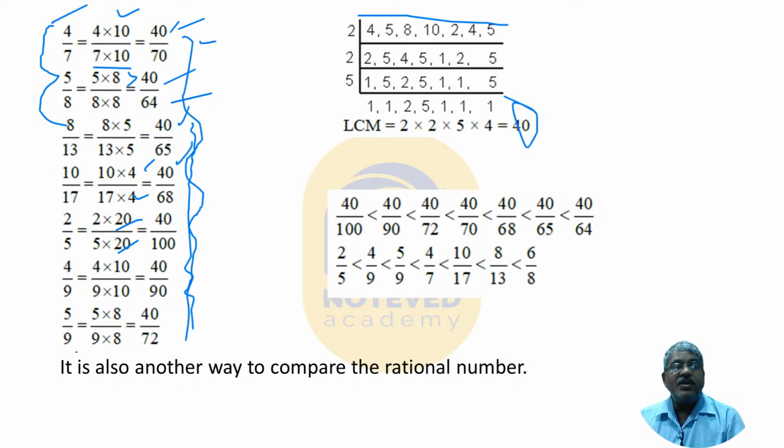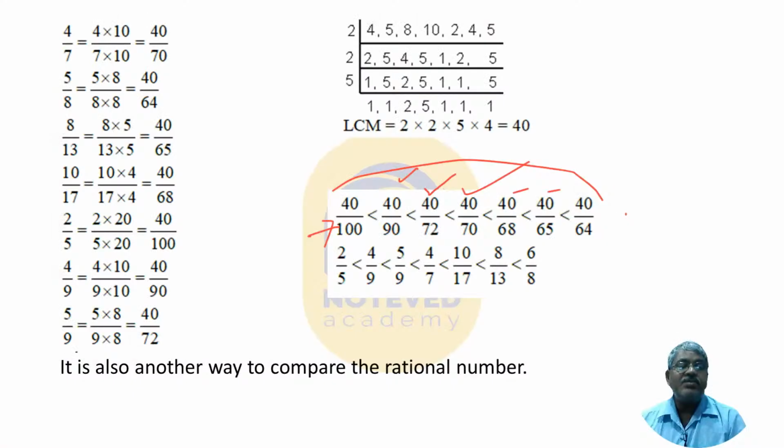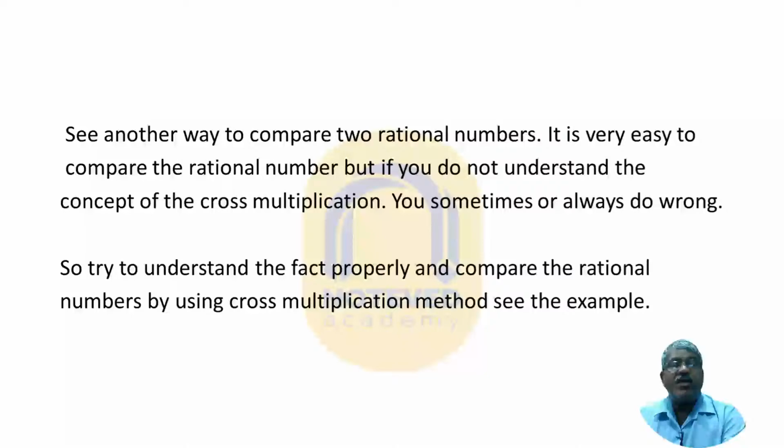After that, compare the denominators. The greater denominator gives the smaller fraction. Then it is 40 by 100, 40 by 90, 40 by 72. In this way, 40 by 100 is the least number, and 40 by 64 is the greatest number. In between there are other numbers.